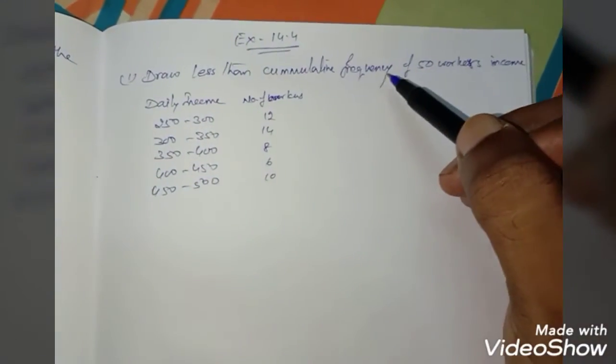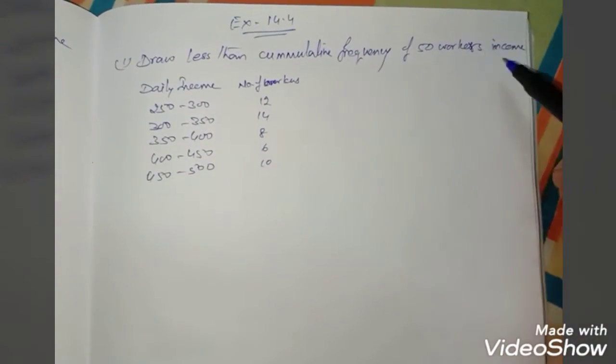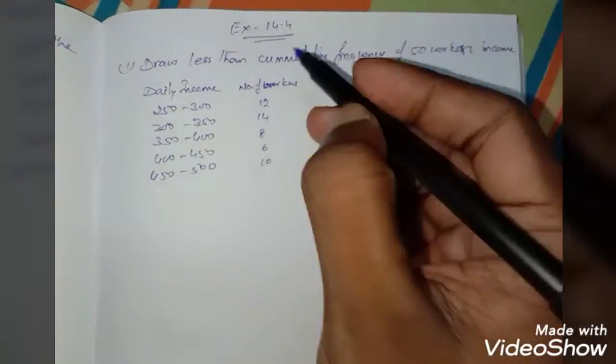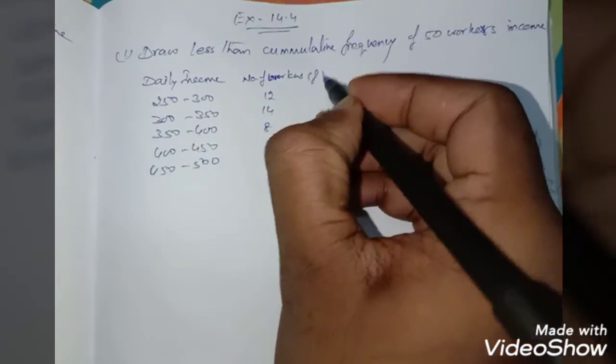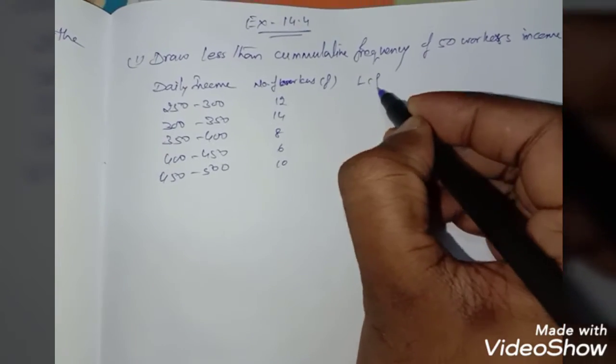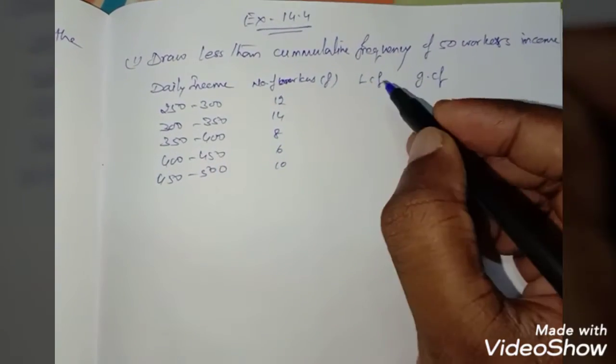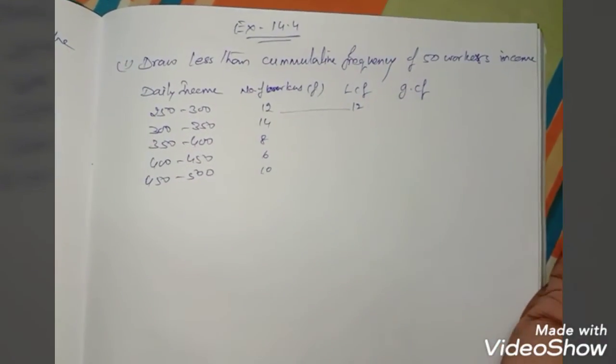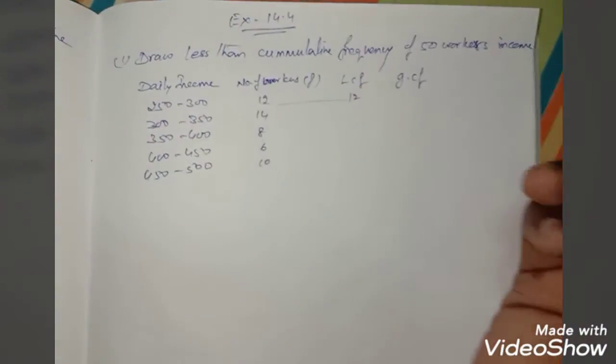Draw less than cumulative frequency of 50 workers' income. So daily income is given and number of workers is given. So here this one is your frequency. Now here you need to find the value of LCF and JCF. So LCF is nothing but the increasing value. Straight away we write the same value as the first value of frequency.